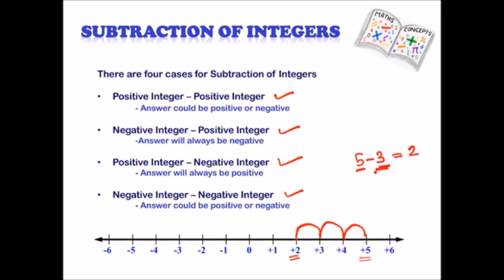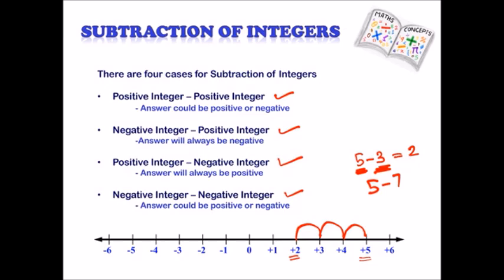Here I am subtracting a smaller number from a bigger number. 3 is smaller than 5, of course. So I am subtracting a smaller number from a bigger number. What if I have to subtract a bigger number from a smaller number? Okay, let's consider 5 minus 7.